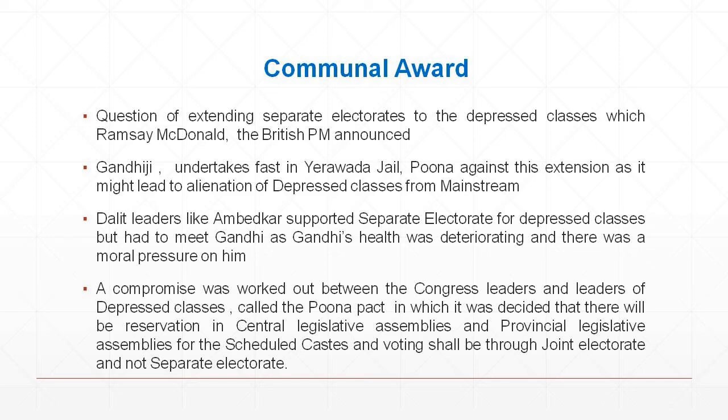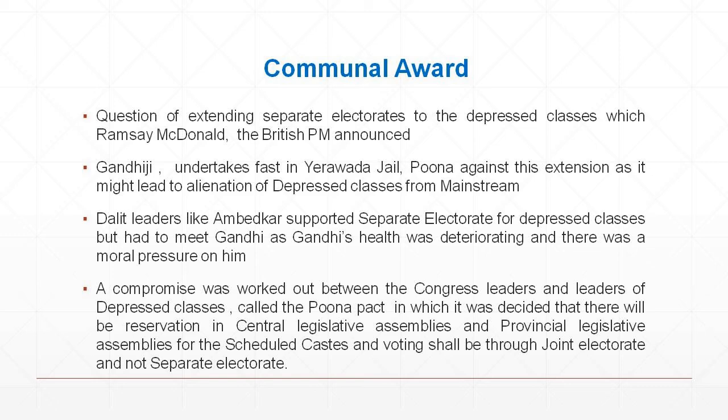The award not only continued separate electorates for the Muslims, Sikhs, Indian Christians, Anglo Indians, and Europeans, but also extended it to the depressed classes or the scheduled castes. Gandhiji was distressed over this extension of the principle of communal representation to the depressed classes and undertook a fast unto death in the Yerawada jail in Pune to get the award modified. At last, there was an agreement between the leaders of the Congress and the depressed classes. The agreement, known as the Pune Pact, retained the Hindu joint electorate and gave reserved seats to the depressed classes.